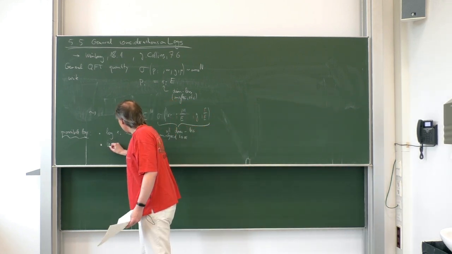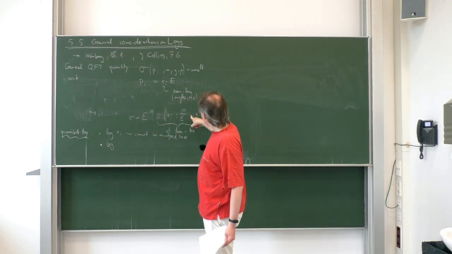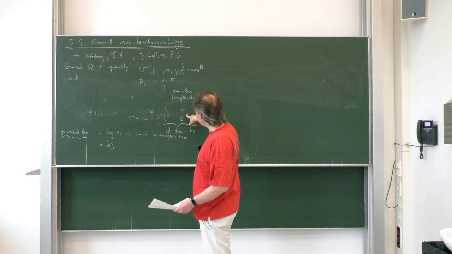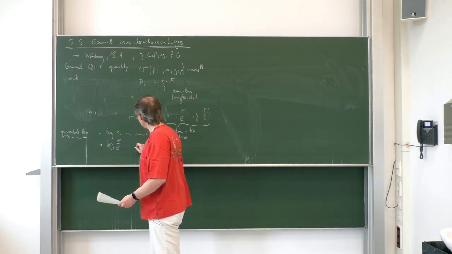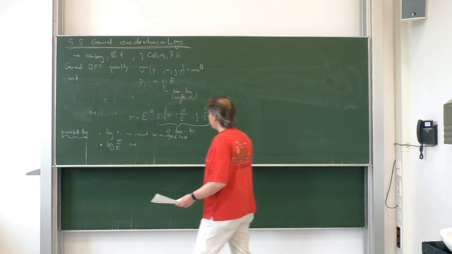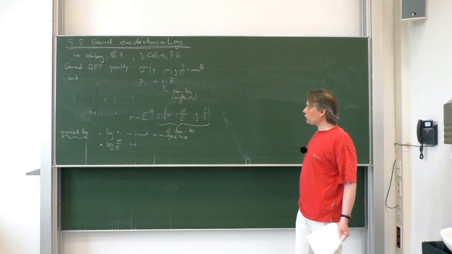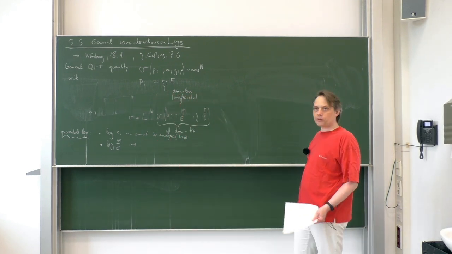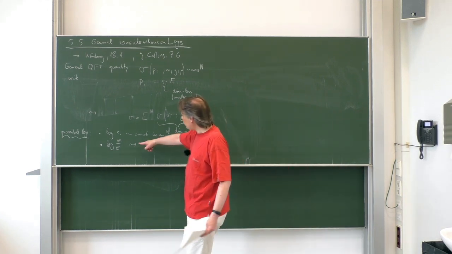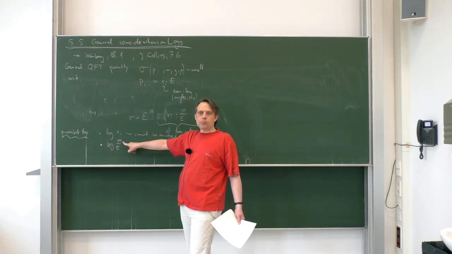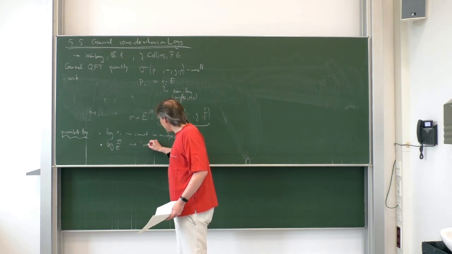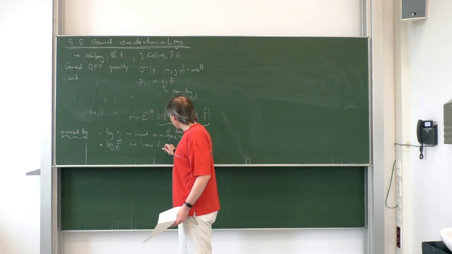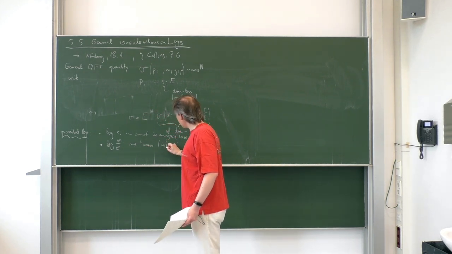So, but the next one is a logarithm of, let's say, the mass over the energy. And that also cannot really be studied with our techniques, but it corresponds to a singularity when the mass goes to zero. And this has a special name. It is a mass singularity, also known as infrared singularity.